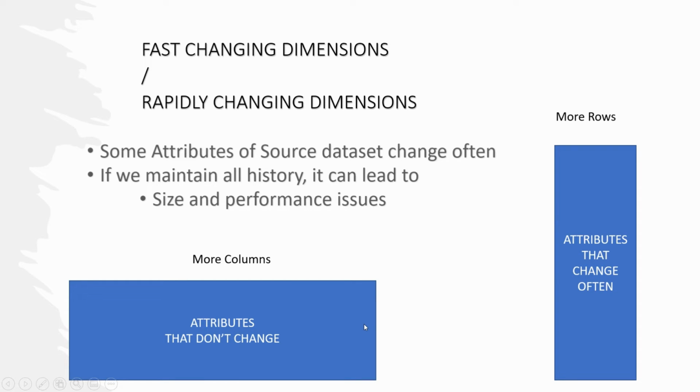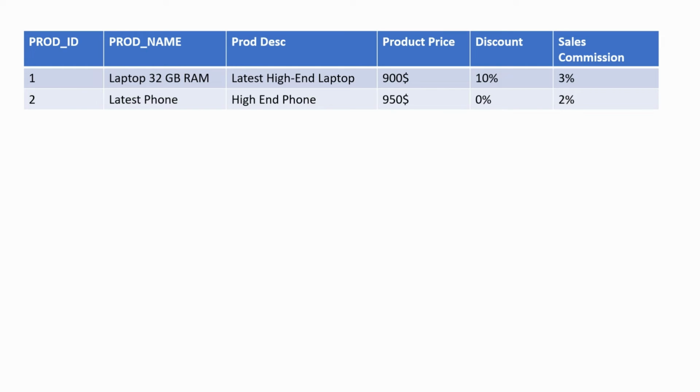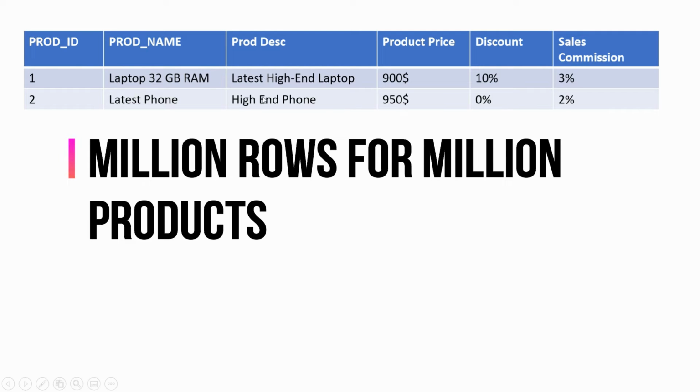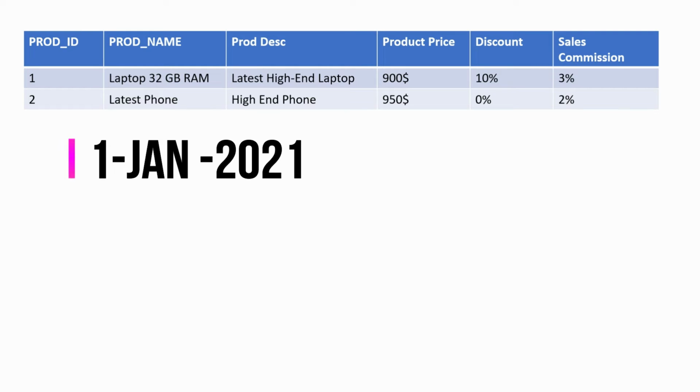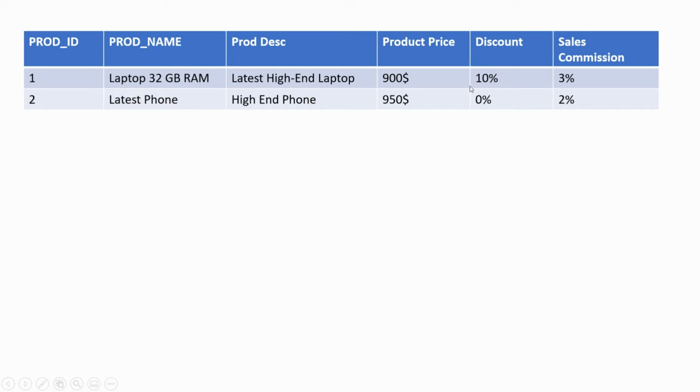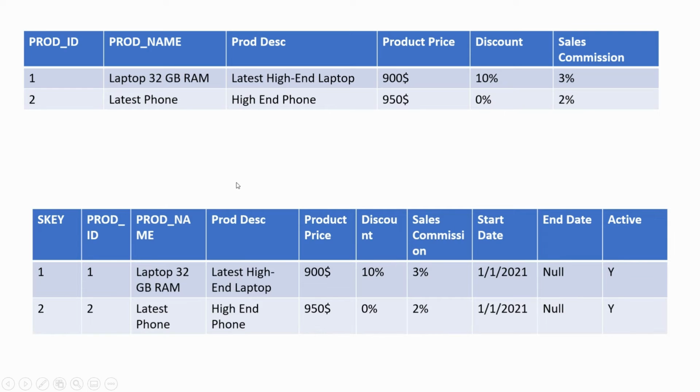Let's understand this with a simple product table example for an e-commerce website which lists over 1 million products. On January 1st, 2021, you listed the products with their price, the discount offered on those products, and the commission the website is charging to list those products. The same was inserted in your dimension table in your OLAP system, and this table had 4 additional columns to maintain history using SCD2. The unique surrogate key, which is the primary key of this table, the start date and end date, and the active flag to show which record is active.